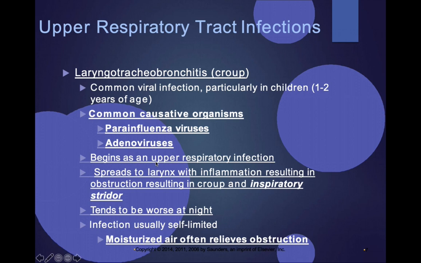It begins in the upper respiratory tract and starts as an upper respiratory infection, and then it spreads to the larynx with inflammation resulting in an obstruction, resulting in what's called croup or an inspiratory stridor. It's painful when you breathe in or you cough, like the vocal cords feel like sandpaper rubbing against each other. When it creates pain and the child starts crying, it only gets worse. And then they cry and then they inhale. Every time they inhale, it sounds like this.